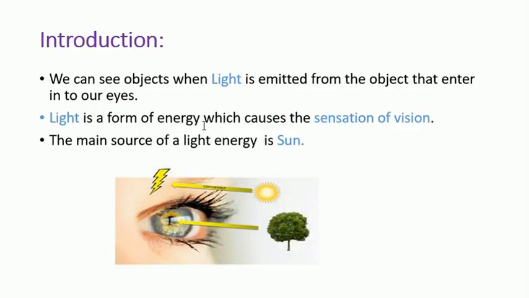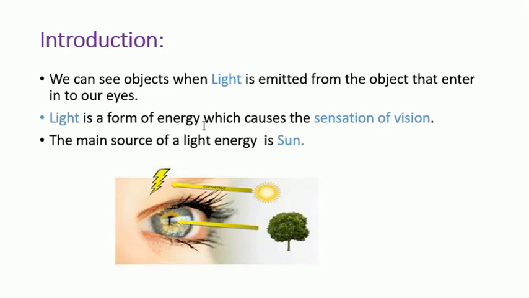We see all objects in the colorful world around us. How is it possible? What energy is needed to see the things? The energy, light, which is emitted from the object enters into our eyes. Then we can see the objects.